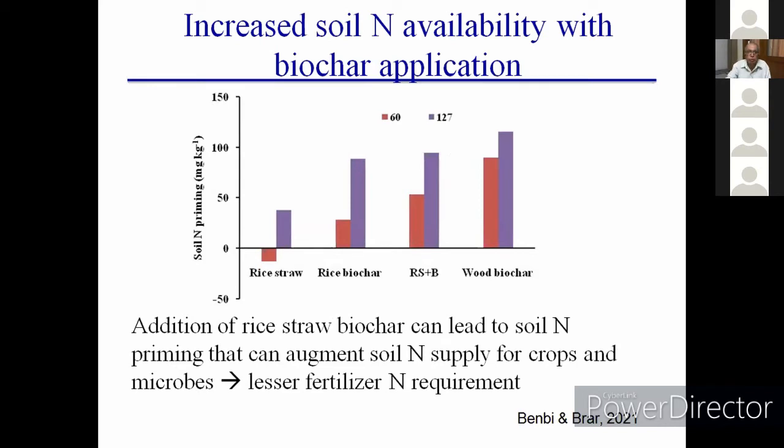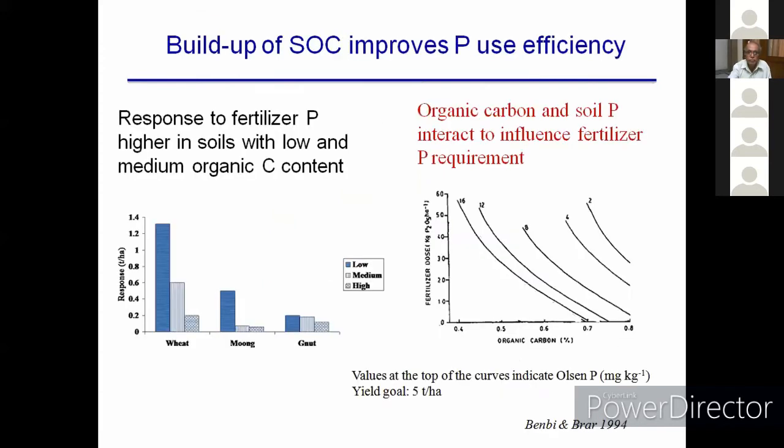And that means if you apply residue, you have net immobilization, with nitrogen tied up with the residue because of the high C:N ratio. When you apply it as biochar, your nitrogen priming effect is much higher. So you get better nitrogen effects, and that means you again need less nitrogen application with this practice.